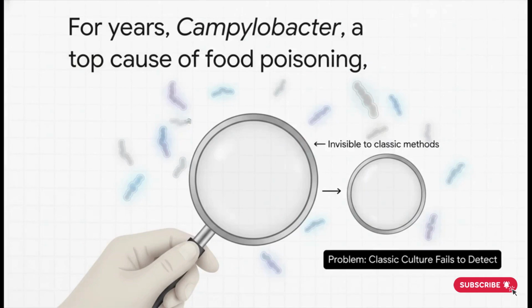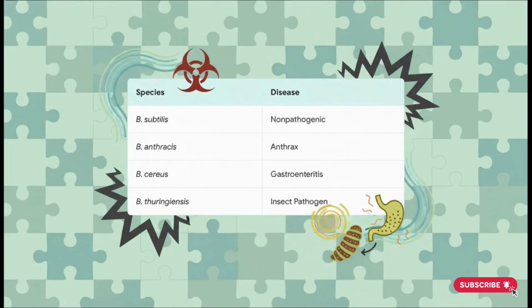And here is a perfect example of why the old way isn't always enough. For years, a major cause of food poisoning, this bug called Campylobacter, was completely flying under the radar. Why? Because we just couldn't get it to grow in a petri dish. It was there, making people sick all along, but our methods were totally blind to it.